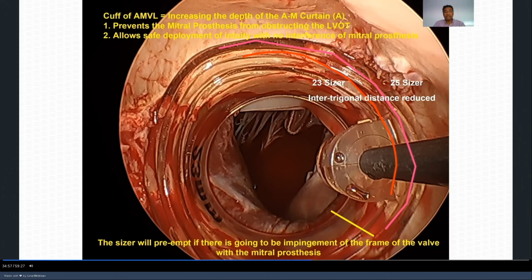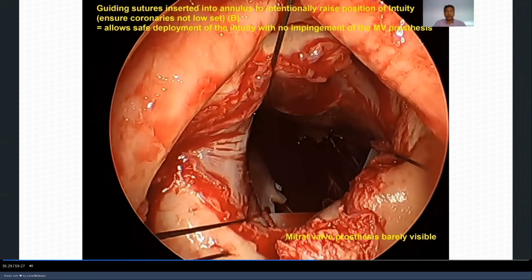And this basically facilitates two things. One, it prevents the mitral valve prosthesis from encroaching or obstructing the LVOT. And the second thing, it allows safe deployment of the Intuity valve as it prevents the two prostheses from interacting with one another. Now, another trick you could use is when you size it again after the mitral valve implant, you see whether the sizer would actually encroach onto the mitral valve. If it is hitting it, that would most probably state that you should maybe avoid using the Intuity and just implant a conventional bioprosthesis.